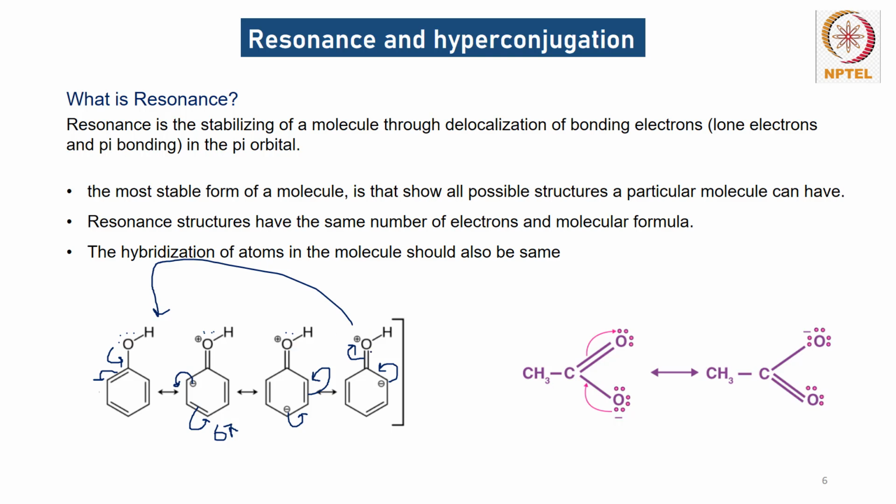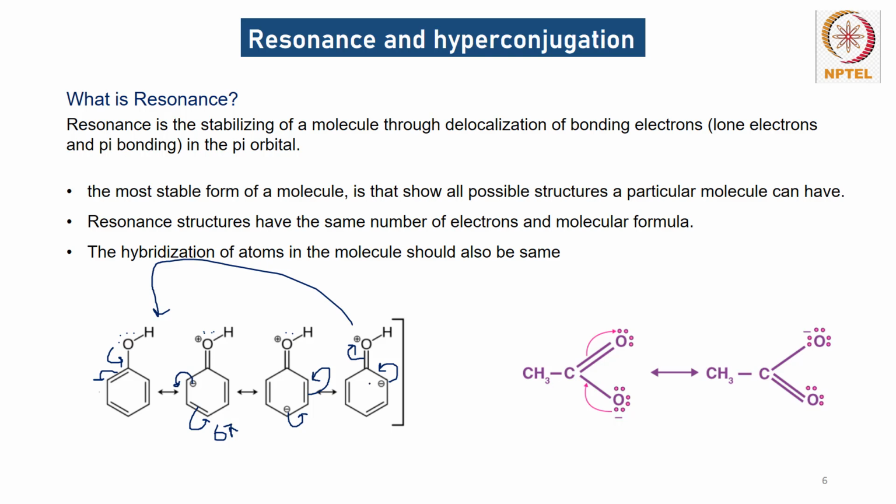So all the structures should have the same number of electrons and molecular formula. See, the molecular formula is also the same: oxygen, nitrogen, 6 carbon. The molecular formula is the same. And the hybridization of the atoms in the molecule should also be the same. See, all these carbons are sp2 hybridized. In this case also sp2 hybridized.